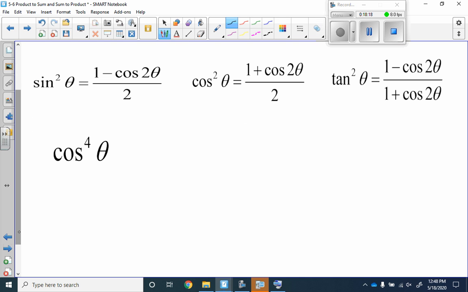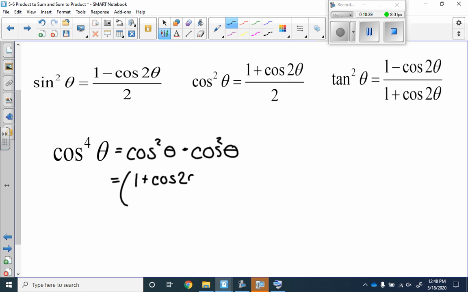Now, let's say you had cosine to the 4th of theta. Well, you could think about this as written out as cosine squared theta times cosine squared theta. When you have those squared, then we're going to take 1 plus cosine of 2 theta over 2, and you're going to multiply by itself.